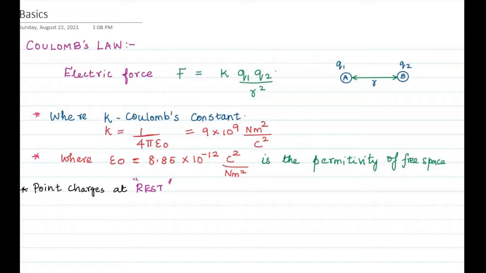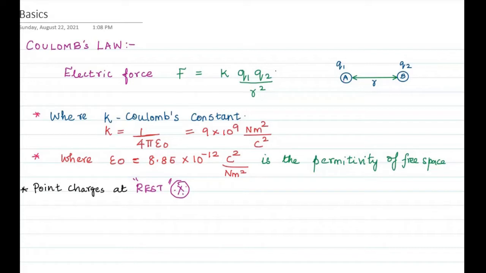Coulomb constant is 9 into 10 to the power of 9, where K is equal to 1 by 4 pi epsilon naught. So when you calculate, you will get the value as 9 into 10 to the power of 9 Newton meter square divided by Coulomb square. This Coulomb law is applicable only to point charges. This is most important. It is applicable only to point charges, that is charges at rest.